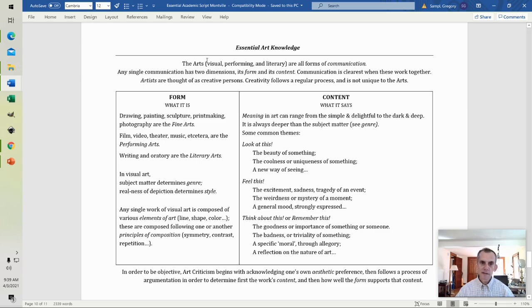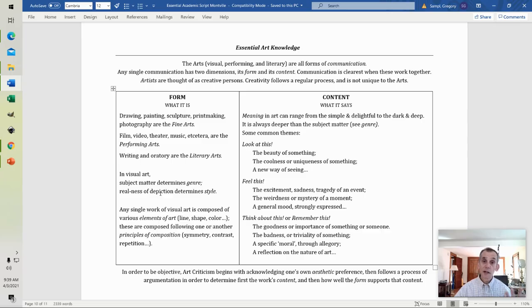So you know the arts: visual, performing, literary. You know communication has two aspects, form and content. You found out a little bit about artists and the creative process. You've even looked at genre and style to categorize art that you've seen.